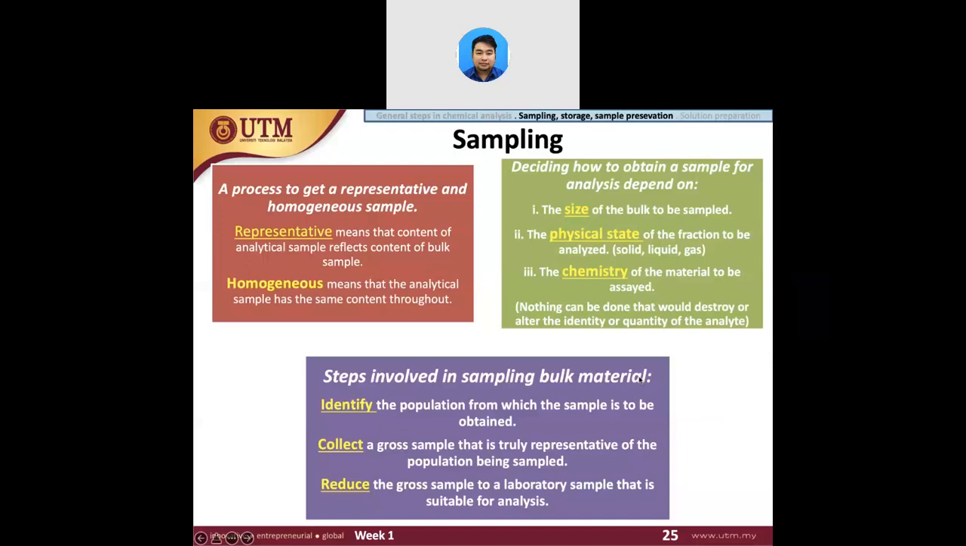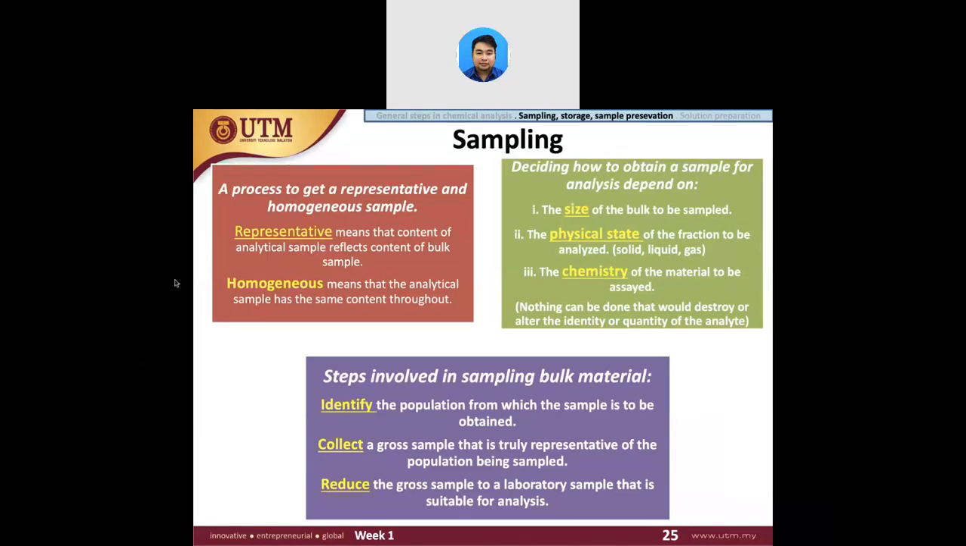Okay, so sampling is a process to get a representative and homogeneous sample. Okay, representative here means that the content of the analytical sample must reflect the content of the bulk sample. So that is meant by representative. Okay. What is homogeneous? Homogeneous means that the analytical sample has the same content throughout.